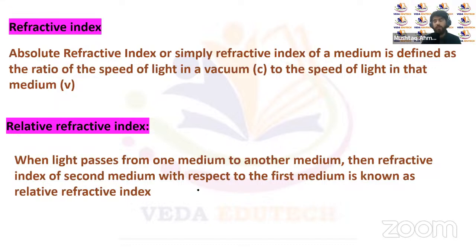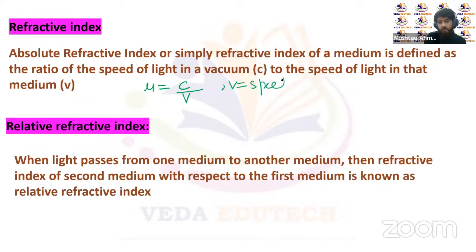Now let's discuss more about the refractive index. There are two types of refractive indices. One we call the absolute refractive index, another we call the relative refractive index. The absolute refractive index is the refractive index of a medium as compared to the vacuum, or we define it as the ratio of the speed of light in a vacuum to the speed of light in that medium. So it will be defined as C upon V, where C is the speed of light in vacuum and V is the speed of light in the medium.